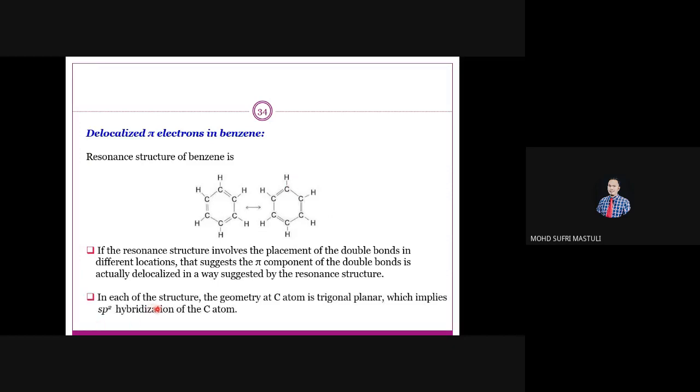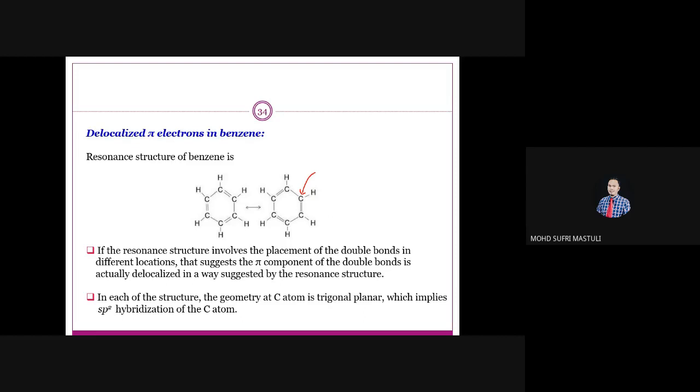In each structure, either this structure or this structure, the geometry of the carbon atom is trigonal planar, which implies the sp2 hybridization of the carbon atom. You should remember how to determine the geometry and the hybridization. For this particular example, in order to determine the geometry and hybridization, we should calculate the electron domain. Electron domain is bonding pairs plus lone pairs.